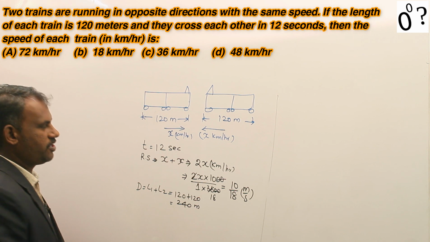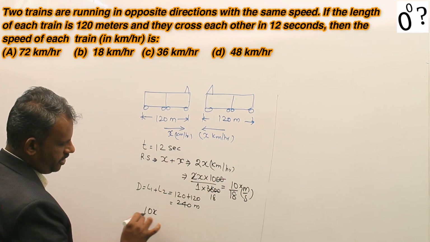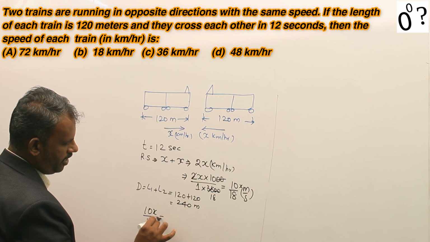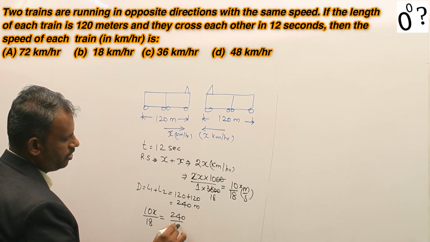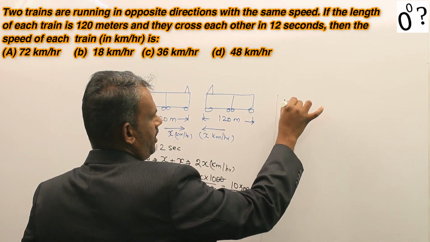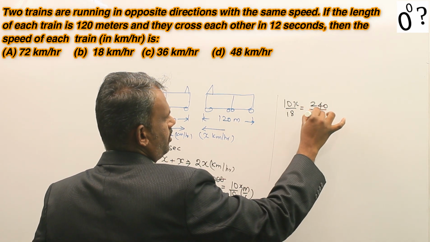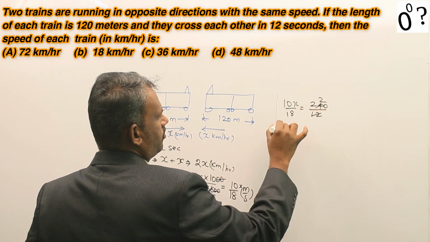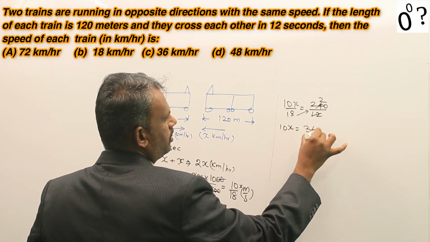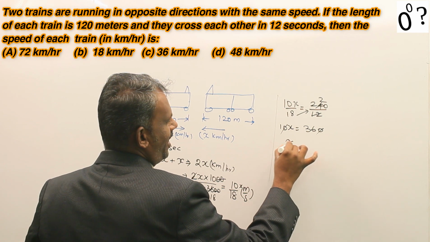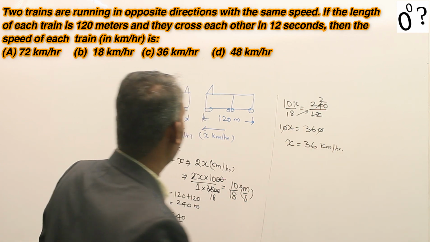And we know the formula: speed is equal to distance divided by time. Here the speed is equal to 10x divided by 18, the distance equals 240 and the time is equal to 12. The answer is 10x divided by 18 equal to 240 divided by 12. So 10x equals, cross multiply, 12 into 30 is equal to 360, cancel the 0, and x equals 36 km per hour. This is the speed of the train.